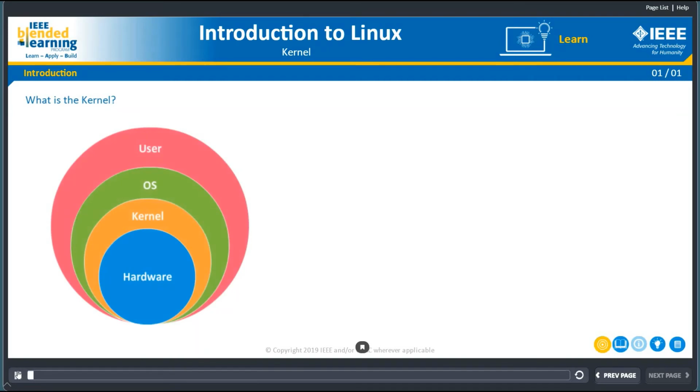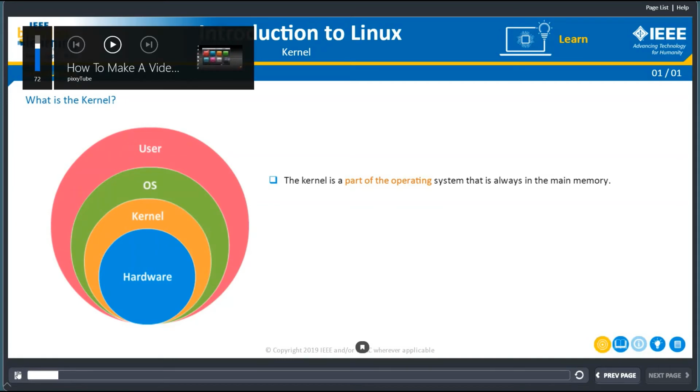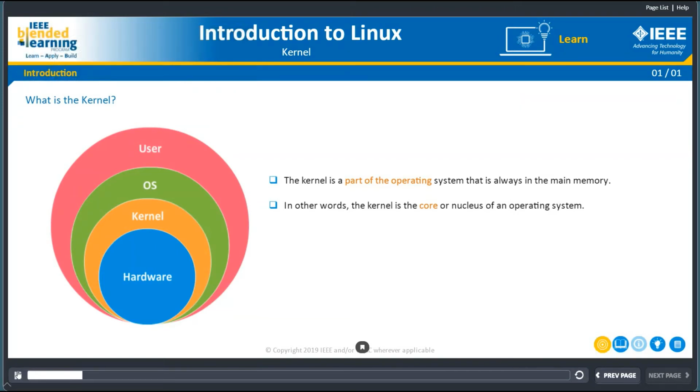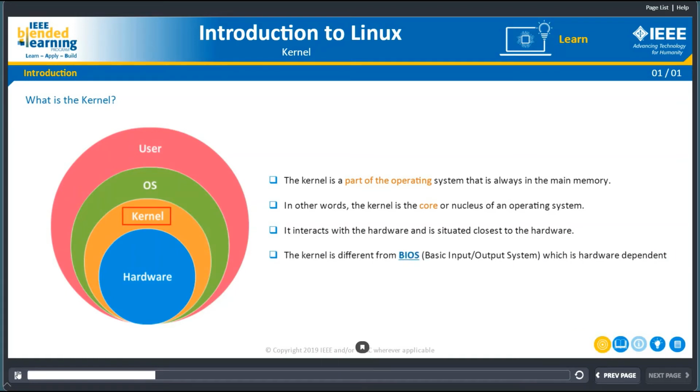What is the kernel? The kernel is a part of the operating system that is always in the main memory. In other words, the kernel is the core or nucleus of an operating system. It interacts with the hardware and is situated closest to the hardware. If we look at the layered architecture of an entire computer system, the user is the top layer, followed by the second layer, which is the OS, the kernel as the third layer, and the final layer at the bottom is the hardware.